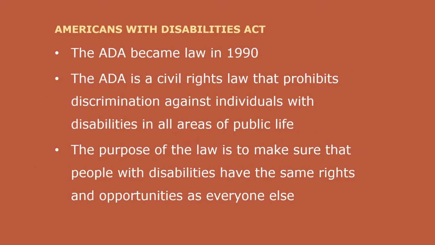The Americans with Disabilities Act, known as the ADA, became law in 1990. The ADA is a civil rights law that prohibits discrimination against individuals with disabilities in all areas of public life. The purpose of the law is to make sure that people with disabilities have the same rights and opportunities as everyone else. The ADA is divided into 5 titles or sections that relate to different areas of public life.